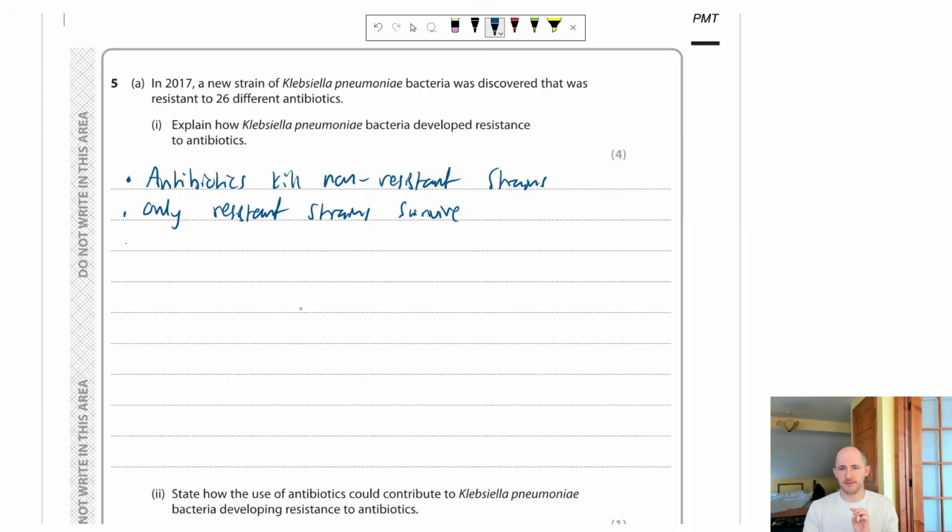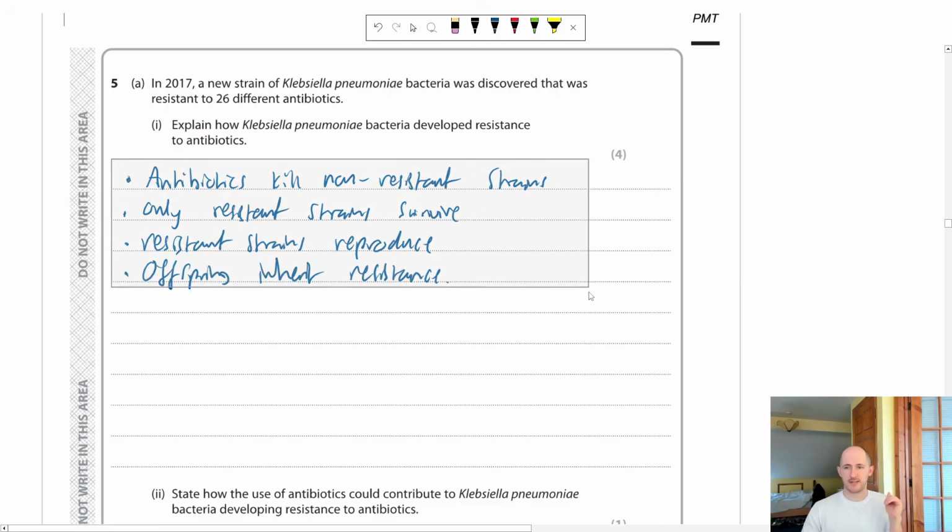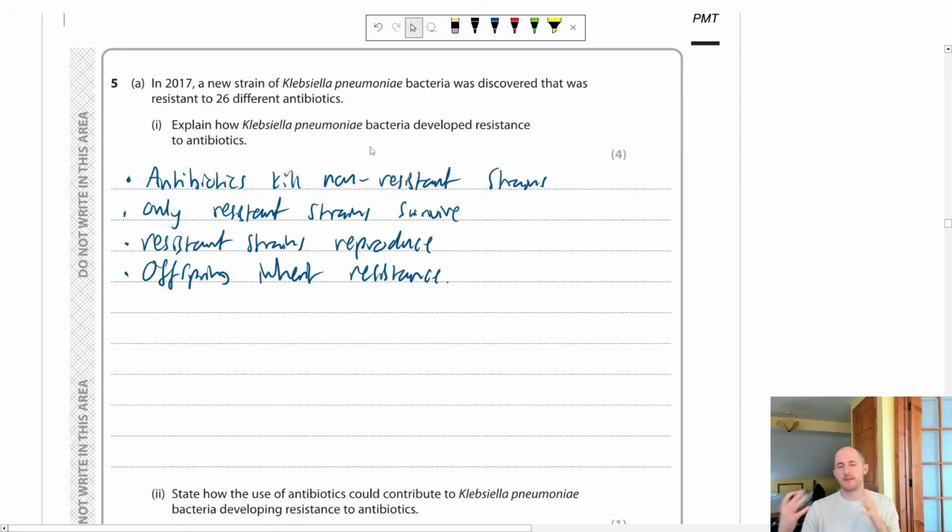Only resistant strains survive. Resistant strains go on to reproduce. And remember that they reproduce asexually, which means all of the offspring are clones, which means the offspring inherit the resistance. And if you want to be super in-depth, when you're studying especially, when you've written this out, imagine that you're explaining this to someone that doesn't know what antibiotic-resistant bacteria are. Would this make sense?